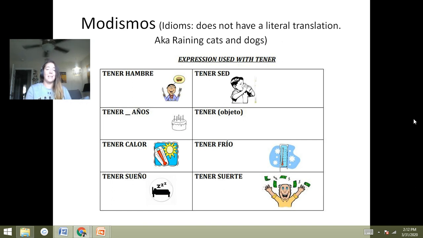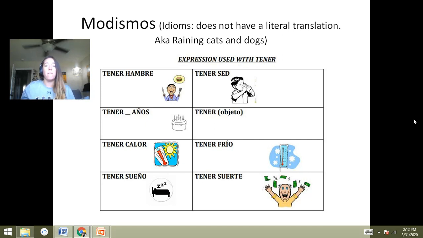Okay, the next one, tener calor, literally translates to have hotness or to have heat. The translation once it's conjugated, like tú tienes calor, is you have heat, or rather, you are hot, as in temperature. The next one, tener sueño. Tener sueño is to have sleepiness. The literal translation, how you say it when you say ellos tienen sueño, they have sleepiness, or rather, they are sleepy.